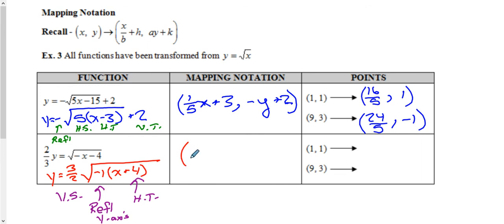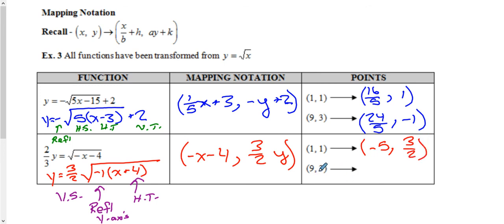so bracket, my mapping is going to be -x, because we're reflecting it on the y-axis, so that's a horizontal reflection. Plus 4 means we went -4 units to the left, comma, and we have our vertical stretch 3/2 y, close bracket. And again, I'm going to sub everything into this mapping notation here. So if I sub 1, 1 in, I'm going to end up with -5, comma, 3/2.